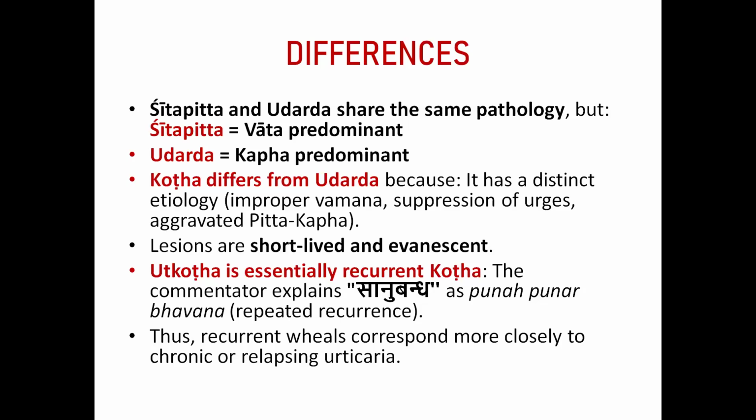What are the differences? Shitapitta and Udarda share the same pathology, but Shitapitta is Vata predominant and Udarda is Kapha predominant. Kodha differs from Udarda because it has a distinct etiology: improper Vamana, suppression of Arjas, and aggravated Pitta and Kapha. Its lesions are short-lived and evanescent.